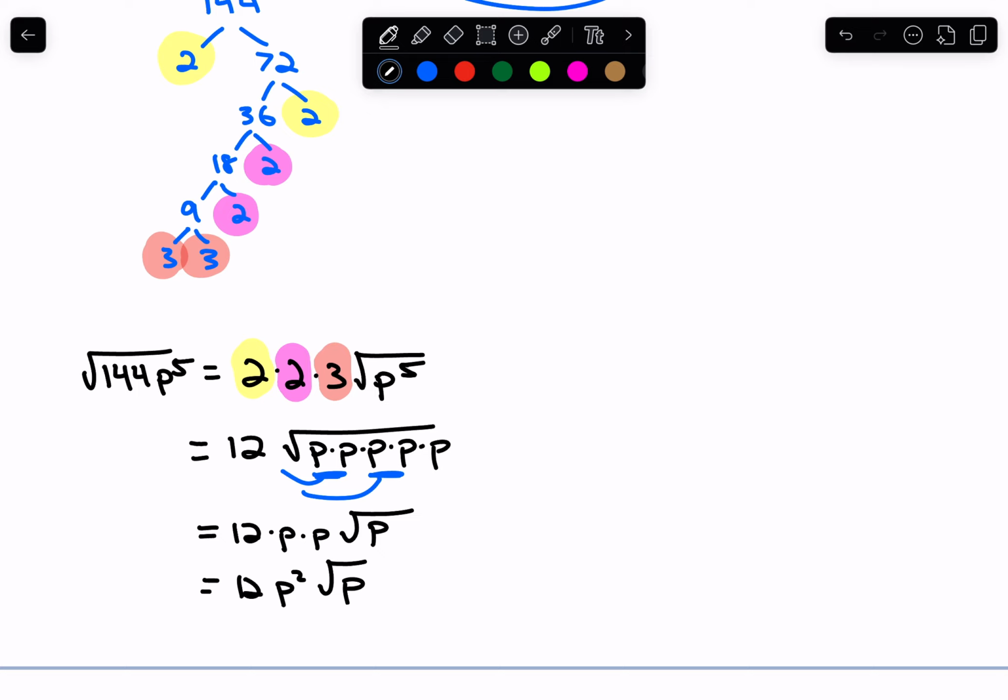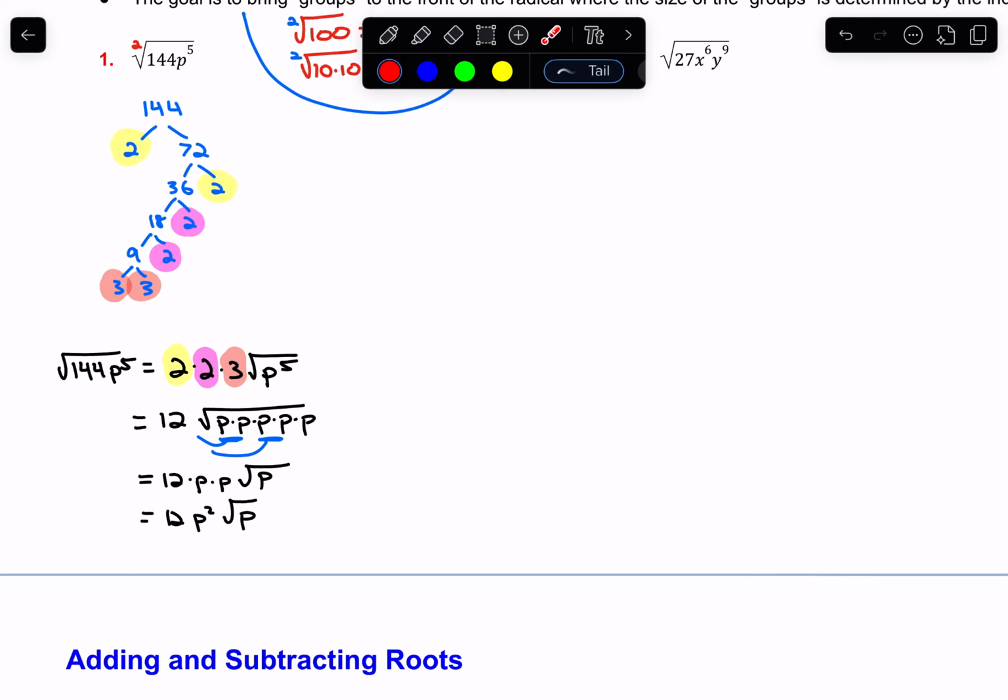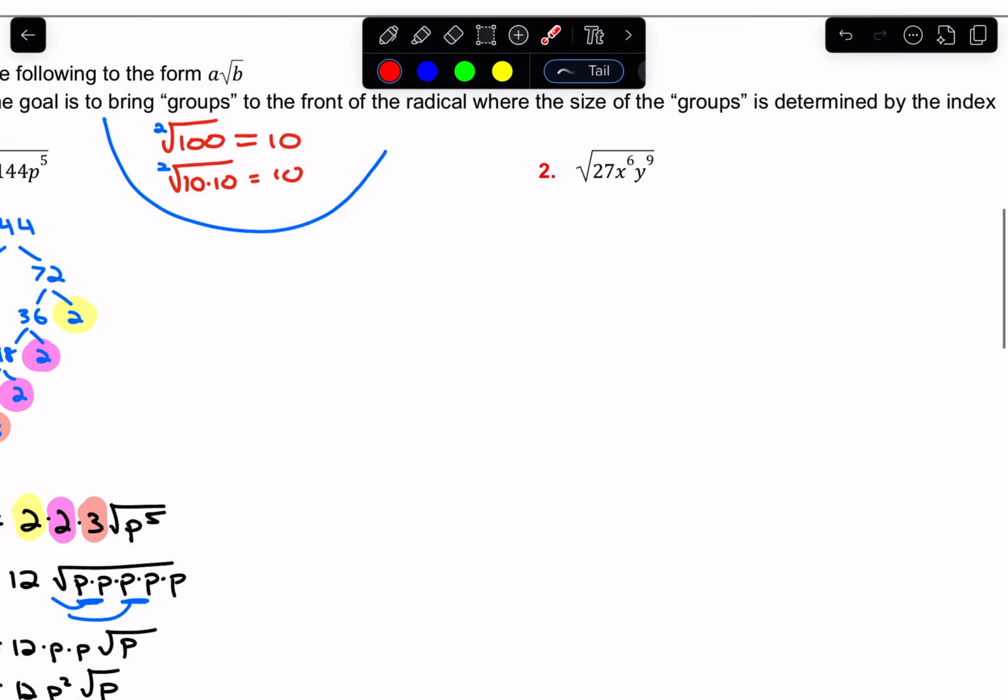Okay, well, now that we've seen the kind of long way of doing it, we know that the square root of 144 is 12. So instead of breaking it down into all these factors, I could have just gone straight to 144, the square root of it is 12. And for p to the 5th, all you do is divide the exponent by the index, so 5 divided by 2 in this case. And whatever the quotient is, 5 divided by 2 is 2 with a remainder of 1. So the quotient is 2, that's how many p's I take out, and the remainder is how many p's I leave behind. So let's try the second one and see if we can do it a little quicker.